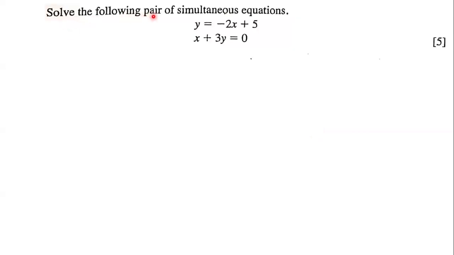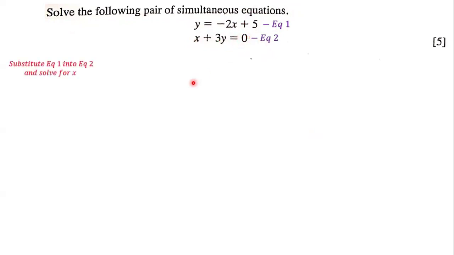Solve the following pair of simultaneous equations. Notice that we have y is equal to negative 2x plus 5, and we have x plus 3y is equal to 0. The first thing that we're going to do is label this equation as equation 1, and we label this equation here as equation 2.